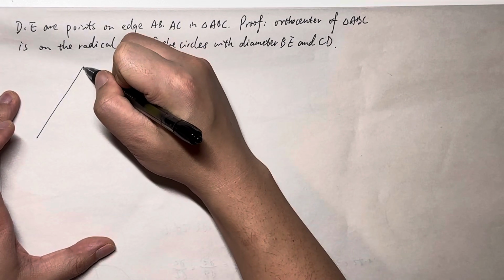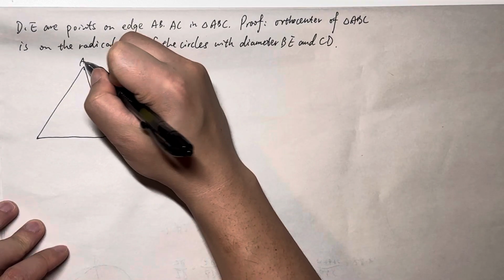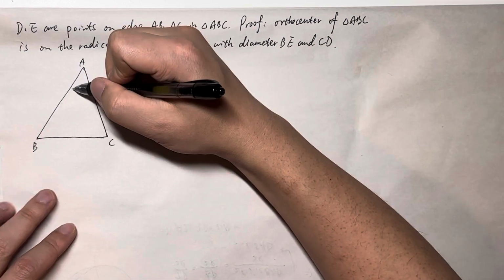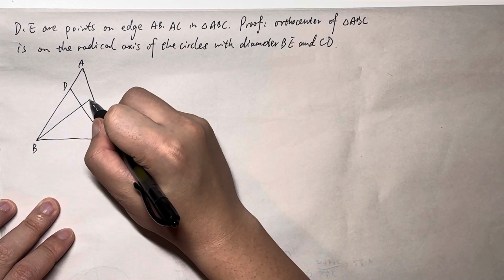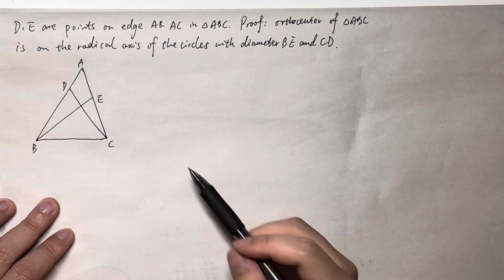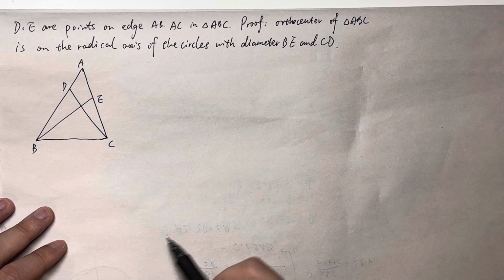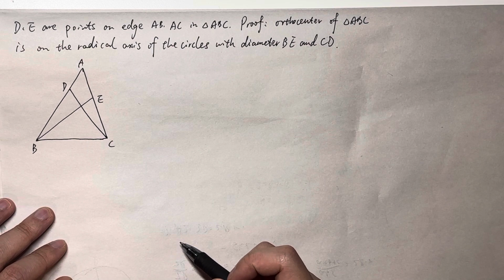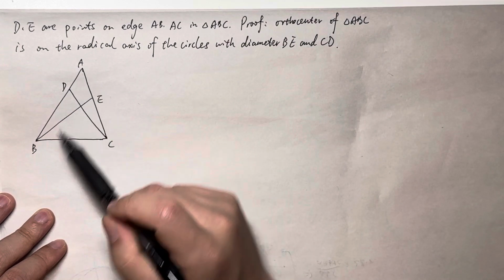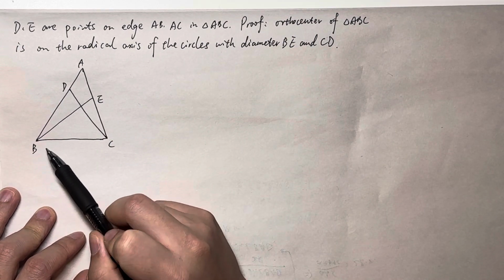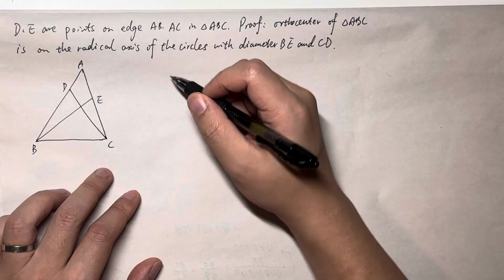So let me just draw the figure of this problem first. We have a triangle ABC here, and D, E are arbitrary points on the line AB and line AC. So we want to prove that the orthocenter of triangle ABC is on the radical axis of the circles with diameters BE and CD. Let's just refresh our memory of the last video problem.